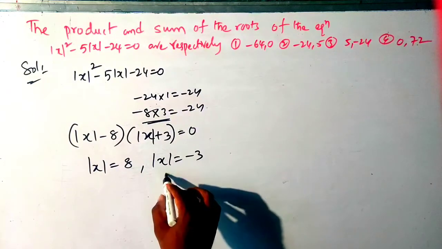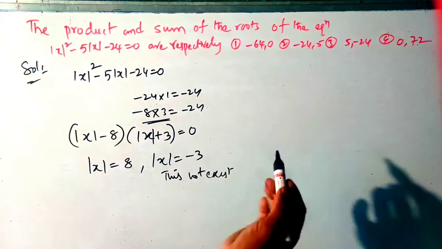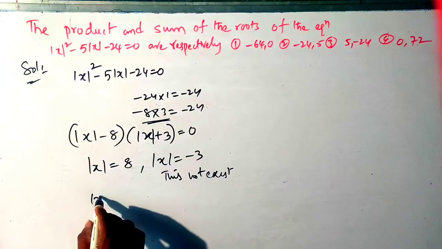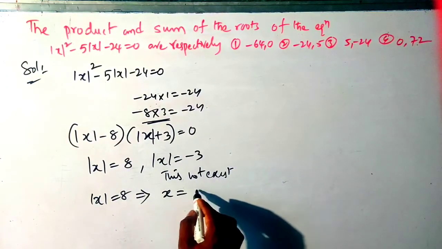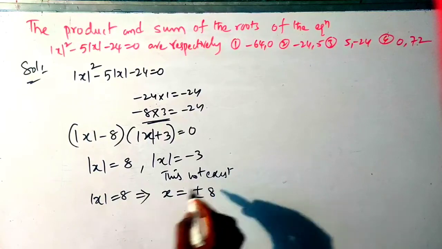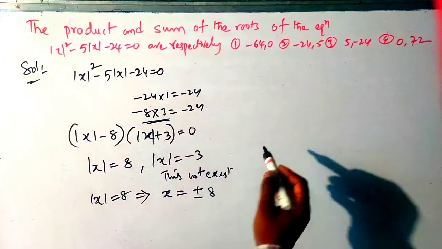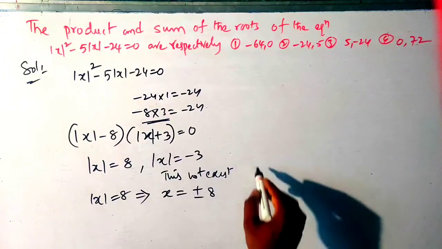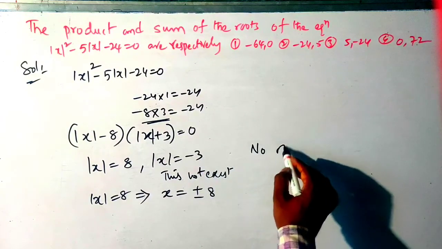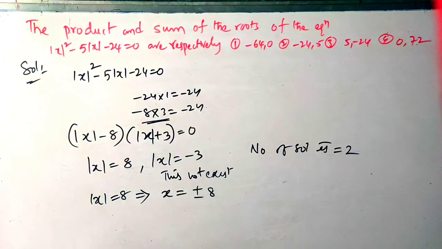So this is not possible, because it is negative. So only |x| = 8 is possible. That implies x = plus or minus 8. We have only two roots here. So the number of solutions of the given equation is 2, namely plus 8 and minus 8.